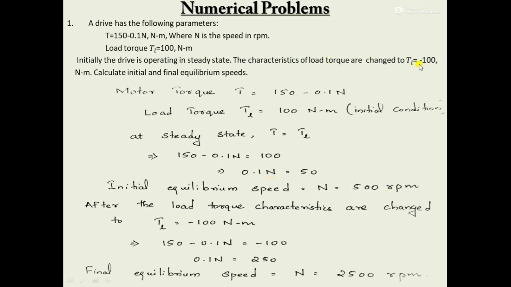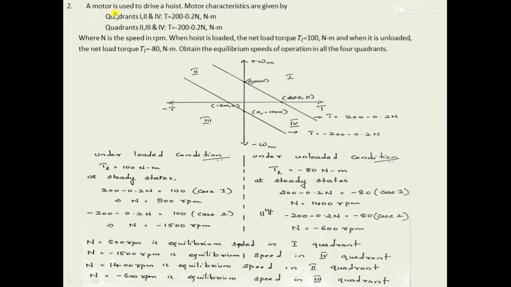In case 2, the load torque is changed to minus 100 Newton meter. So we have to equate the relation for motor characteristics with that of the load torque. That is 150 minus 0.1 N, where N is actually the speed term, is equal to minus 100. Further simplifying this, we will be able to obtain the equilibrium speed as 2500 rpm. This is a simple problem. Now let's see the second question.